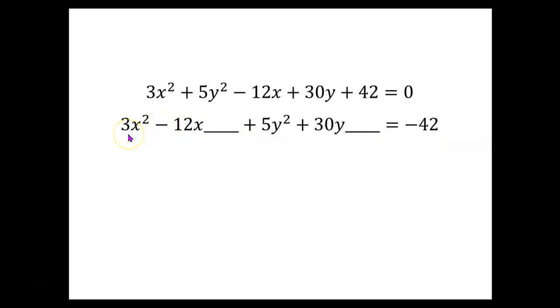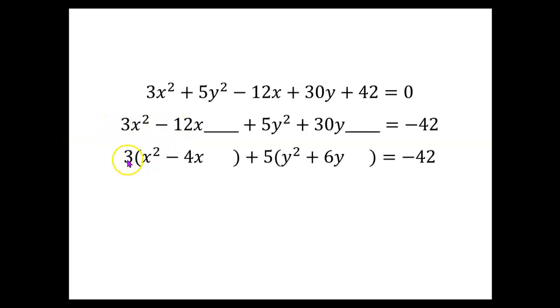Next thing I'm going to do is, when you look at the two x terms, I'm going to factor out the 3 in front of the x squared. The coefficient on x squared, I'm going to factor it out of both of these two terms so that it's 3 times x squared minus 4x. And in front of the y squared, we've got a 5. I'm going to factor that out from the y terms. So it's 5 times, in parentheses, y squared plus 6y.